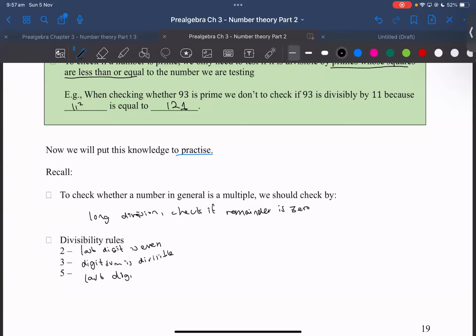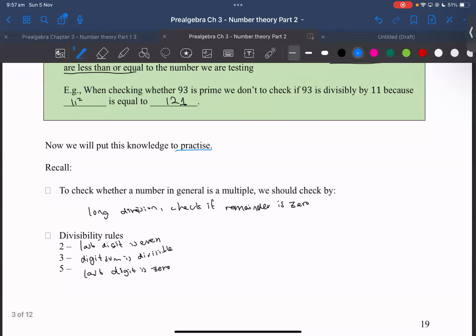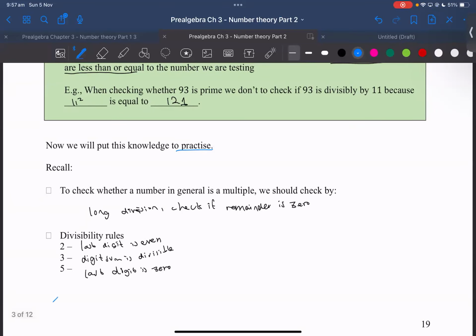Okay, I want to ask you another quick question. Why do you think I only put these 3 numbers? Why do you think I didn't put 4, 6, 8? 2 and 2 is 4. 2 and 3 is 6. Yeah, exactly. 5 and 2 is 10. So 4, 6, 8, and 10, we don't need to check, because if we're checking with primes, if we check these 3, we don't need to check for these ones, because these aren't prime. Does that make sense?